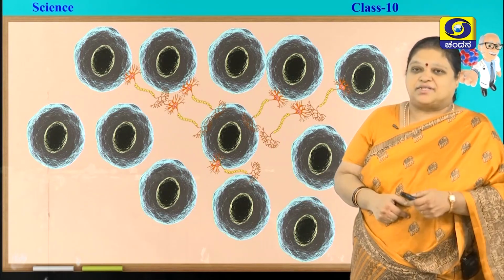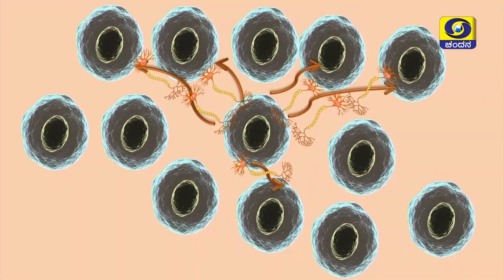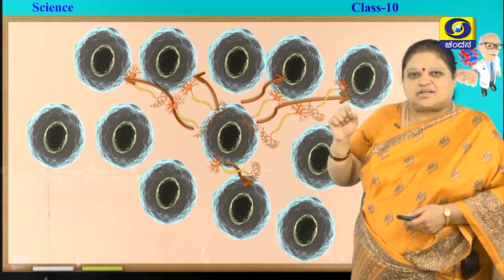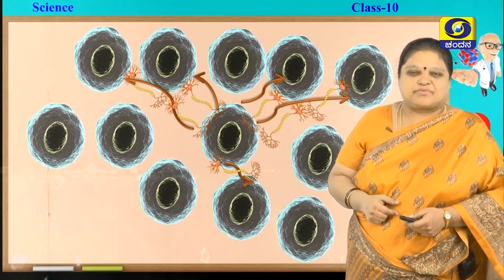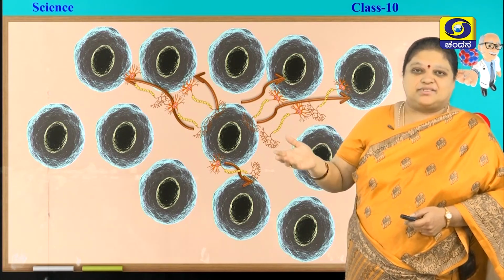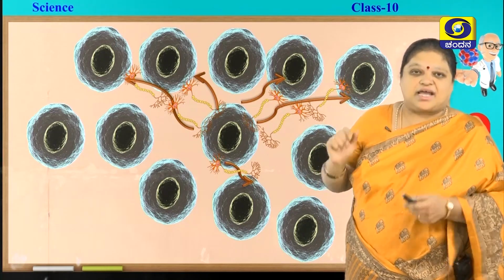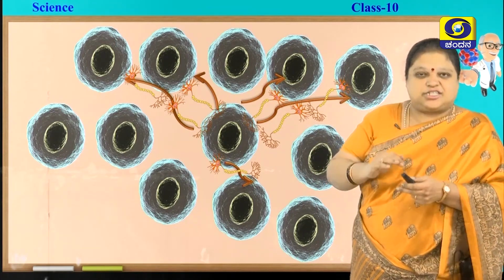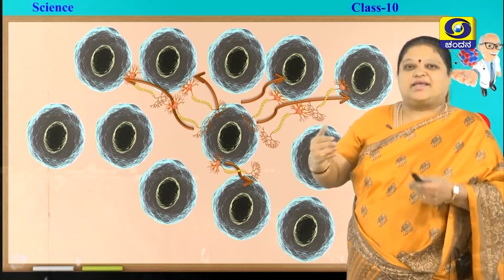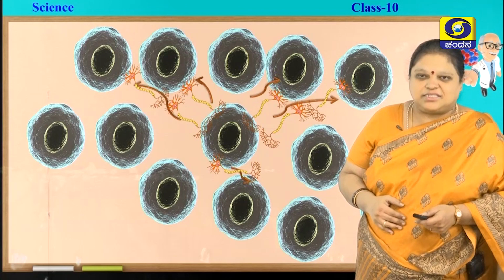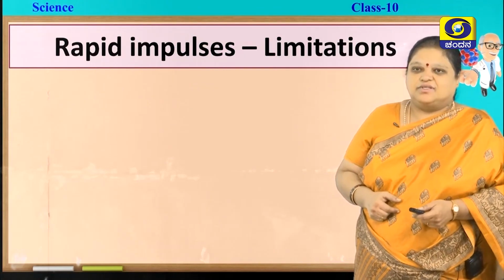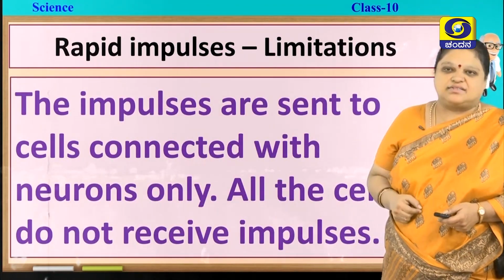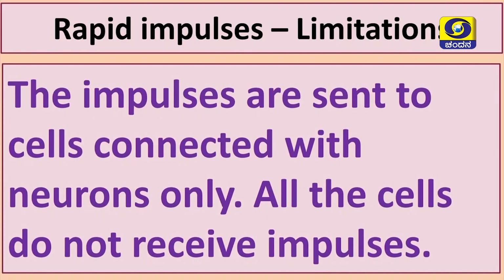Then who will receive the impulse? See here. Did you see? You saw that only the cells which are connected to neurons will receive the impulses, whereas the other cells do not receive the impulse. And after sending the impulse, it is not a continuous process, it takes some time. It has to readjust, reset itself, and then again start sending impulses. It takes time. So, rapid impulses have their own limitation. The impulses are sent only to cells connected with neurons. All the cells do not receive impulses.